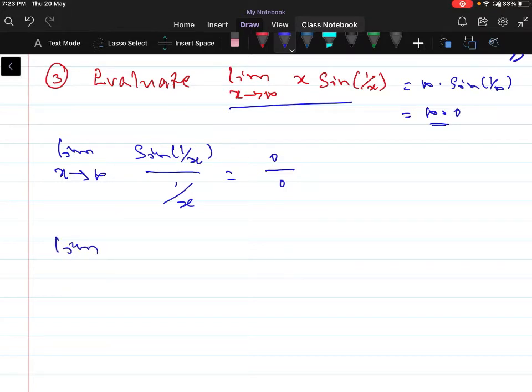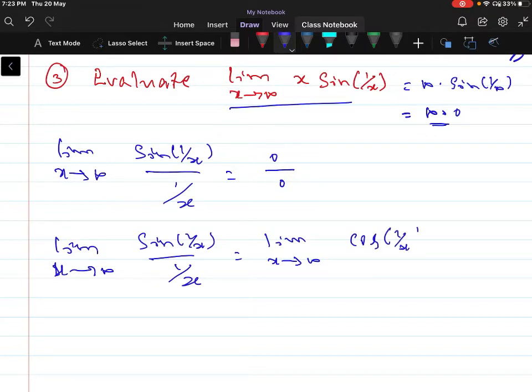Therefore limit as x approaches infinity of sine of 1 by x by 1 by x can be written as limit as x approaches infinity of the differentiation of sine of 1 by x, that is cos of 1 by x into the differentiation of 1 by x, minus 1 by x square, divided by the differentiation of 1 by x in the denominator, that is minus 1 by x square. Minus 1 by x square cancels. When x is equal to infinity, 1 by infinity is 0, then cos 0 is 1. So that limit is 1.